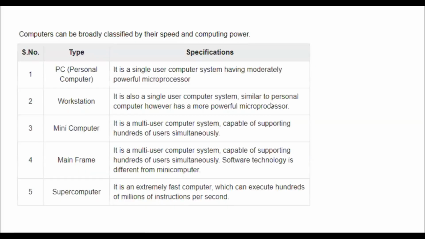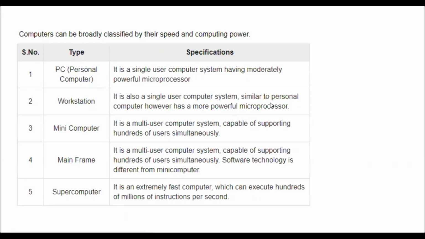Computers can be broadly classified by their speed and computing power. The first type of computer is the personal computer. It is a single user computer system having a moderately powerful microprocessor. The second type is the workstation. It is also a single user computer system, similar to a personal computer, however it has a more powerful microprocessor.